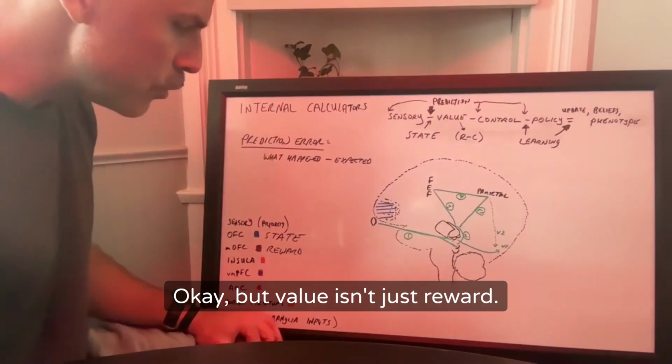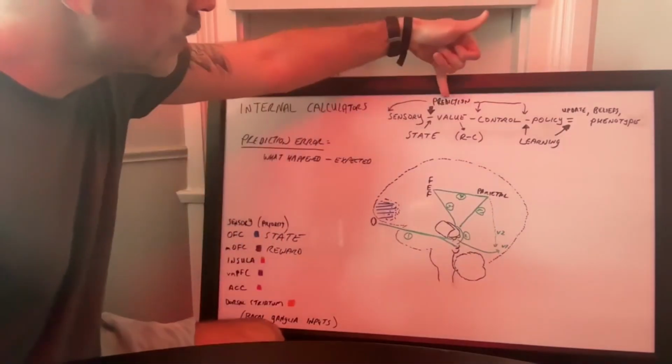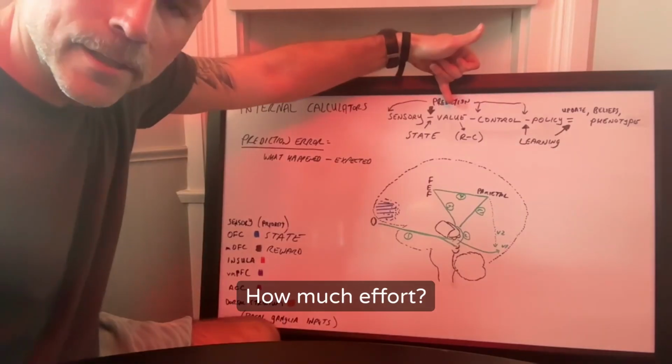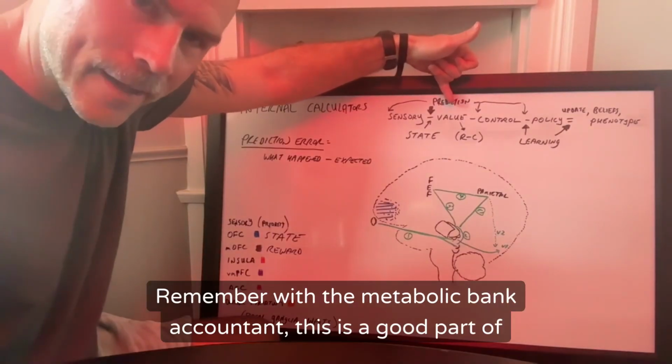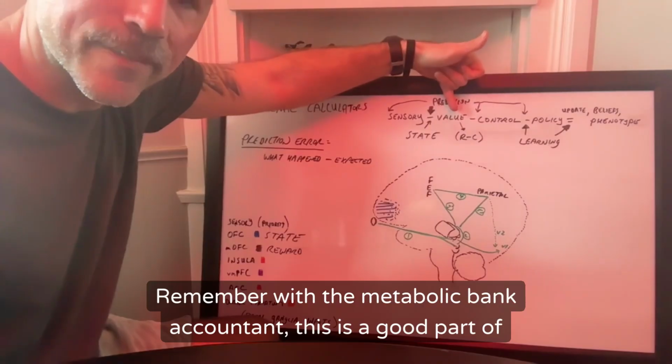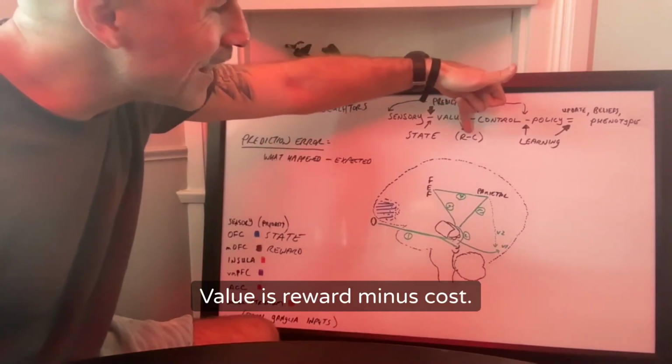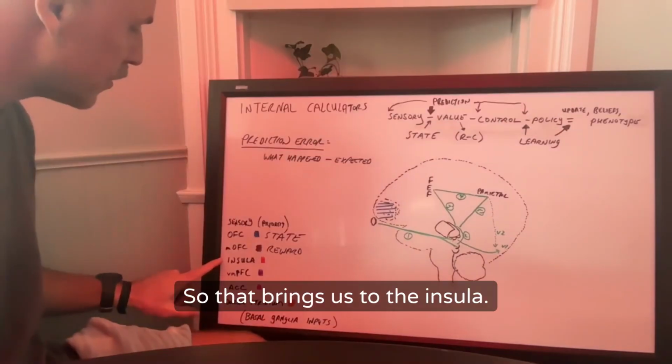Okay? But value isn't just reward, okay? There's a lot of cost involved. How much effort? Remember with the metabolic bank accountant, this is a good part of that right now. Value is reward minus cost. So that brings us to the insula.